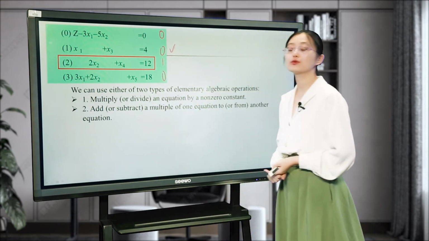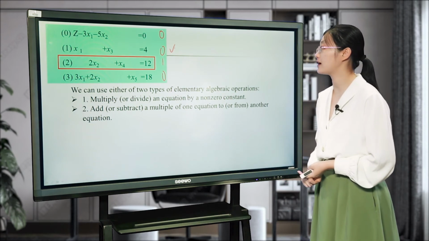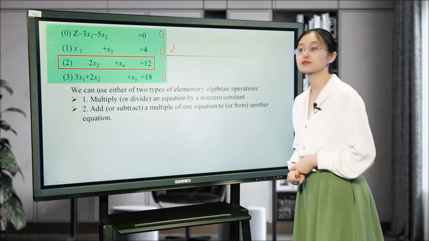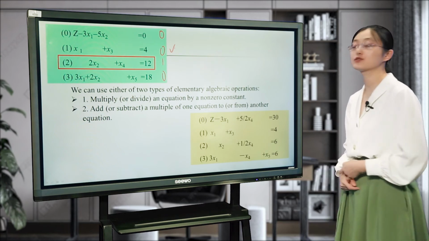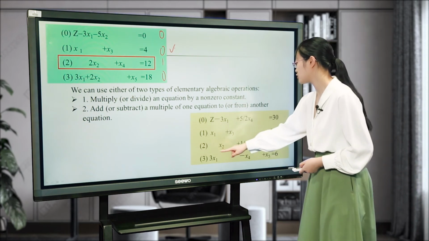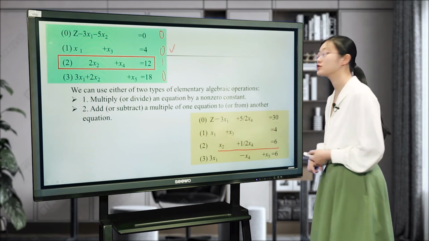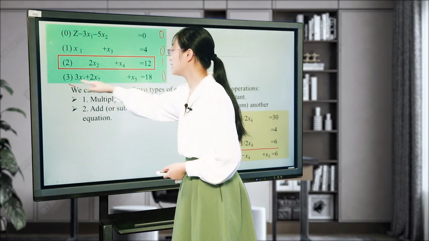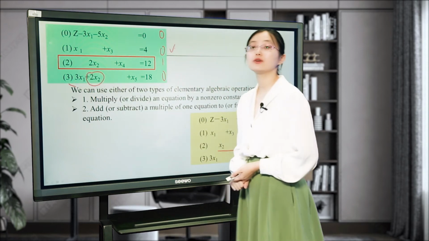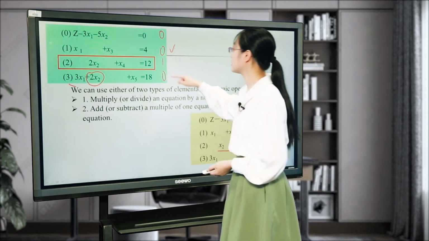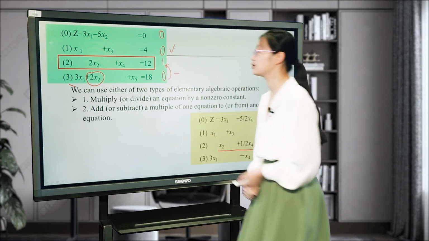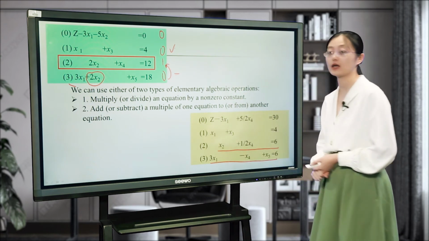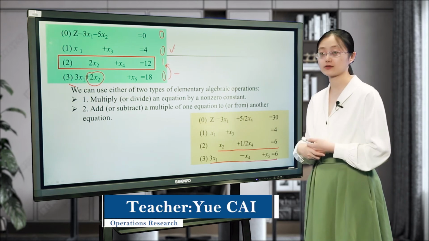Equation 1 has nothing to do with x2, so the coefficient of x2 is 0 automatically. For equation 2, the coefficient of x2 is 2, so that's easy. All we need to do is divide both sides by 2, and then we can change the coefficient of that variable to 1. On the other hand, equation 3 has this 2x2. To eliminate that 2x2, we can simply do equation 3 minus equation 2, and then we get a new expression for equation 3 that is without x2.